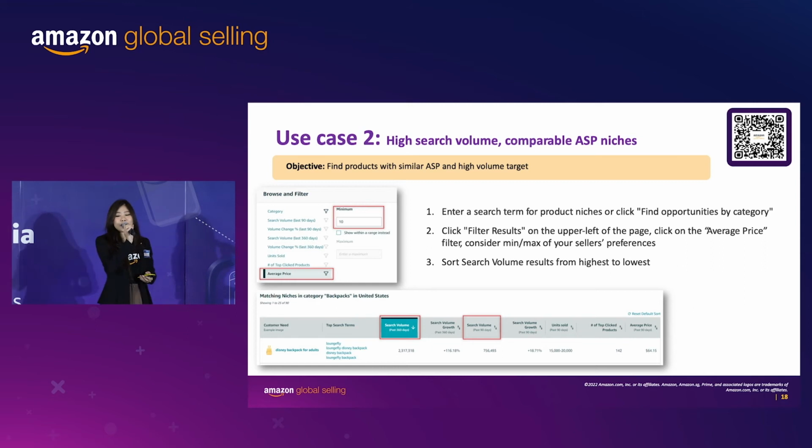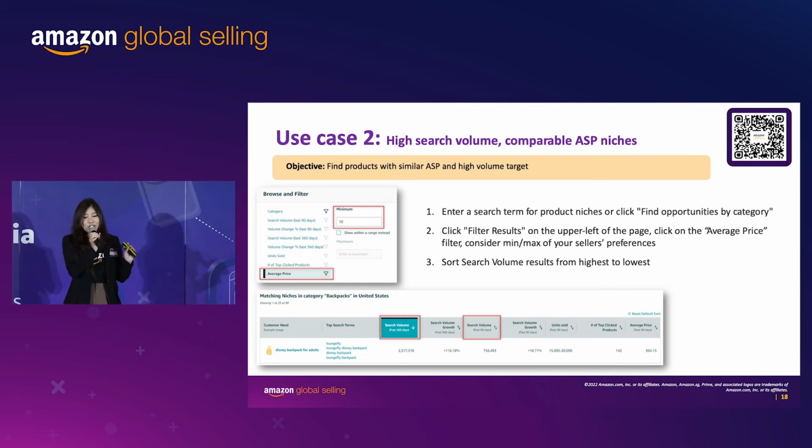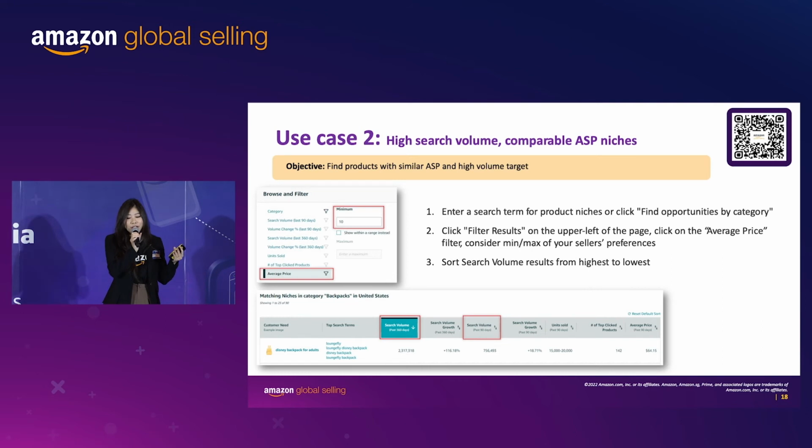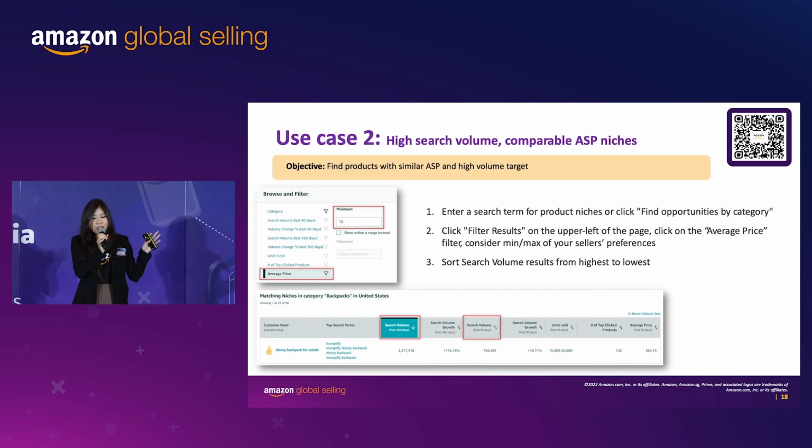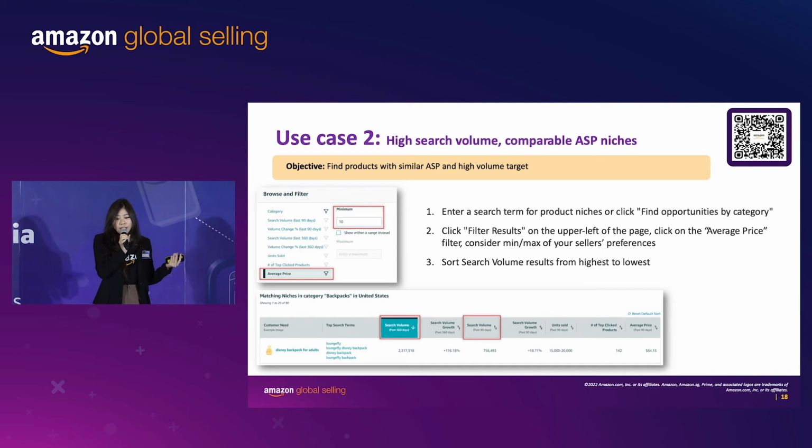And next, if your objective is to find products with a similar average selling price as your current product offering and has a high potential sales volume, here's what you can do. Enter a search term, likewise, for the product niche, or directly find opportunities by category to select the relevant categories and subcategories. You can click Filter Results on the upper left hand of the page and click on the Average Price filter. You can consider the minimum and also the maximum price of the type of product you wish to sell. For example, if you wish to sell products greater than $10, you can adjust accordingly.